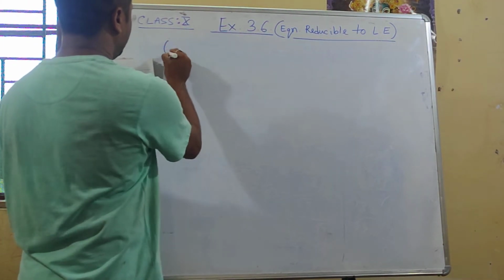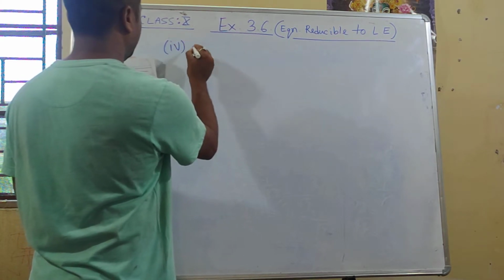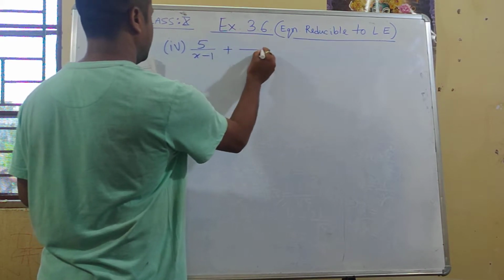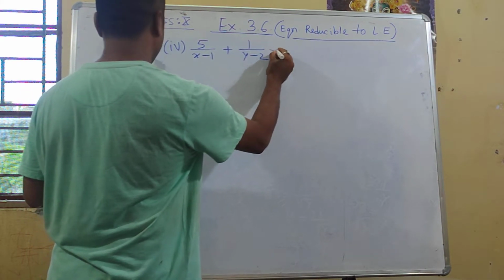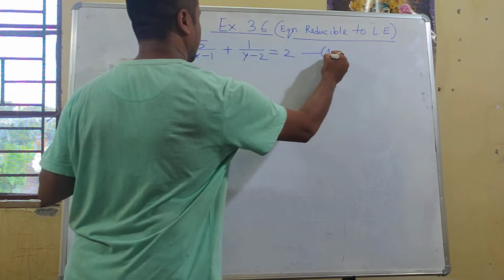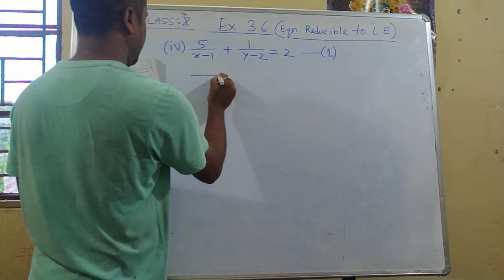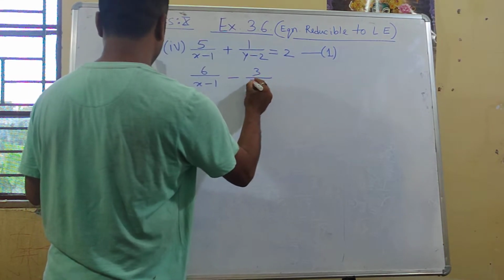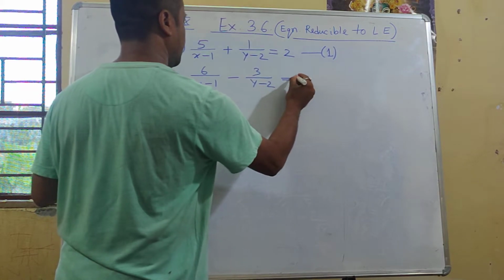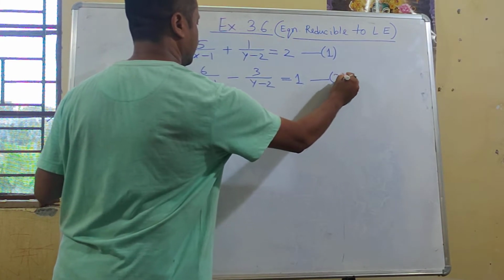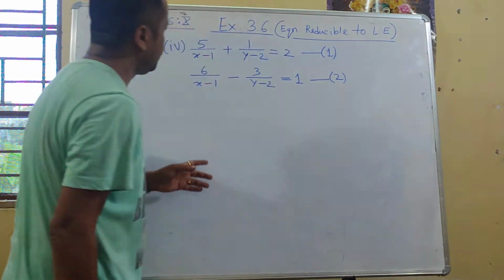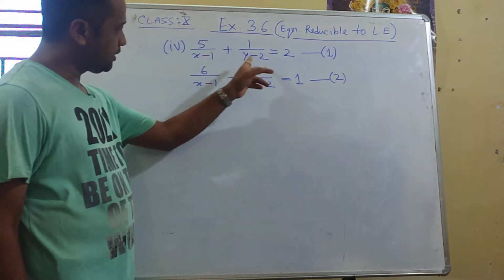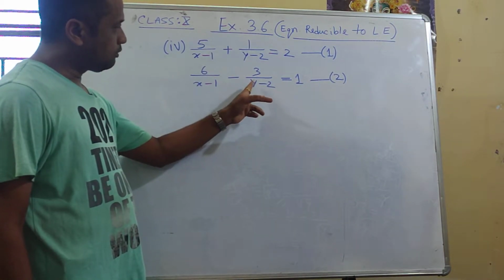So number 4, 5 divided by x minus 1 plus 1 divided by y minus 2 is equal to 2. It is number 1. And 6 divided by x minus 1 minus 3 divided by y minus 2 is equal to 1. It is number 2. These are two linear equations. So here variables are in the form 1 by x minus 1 and 1 by y minus 2.